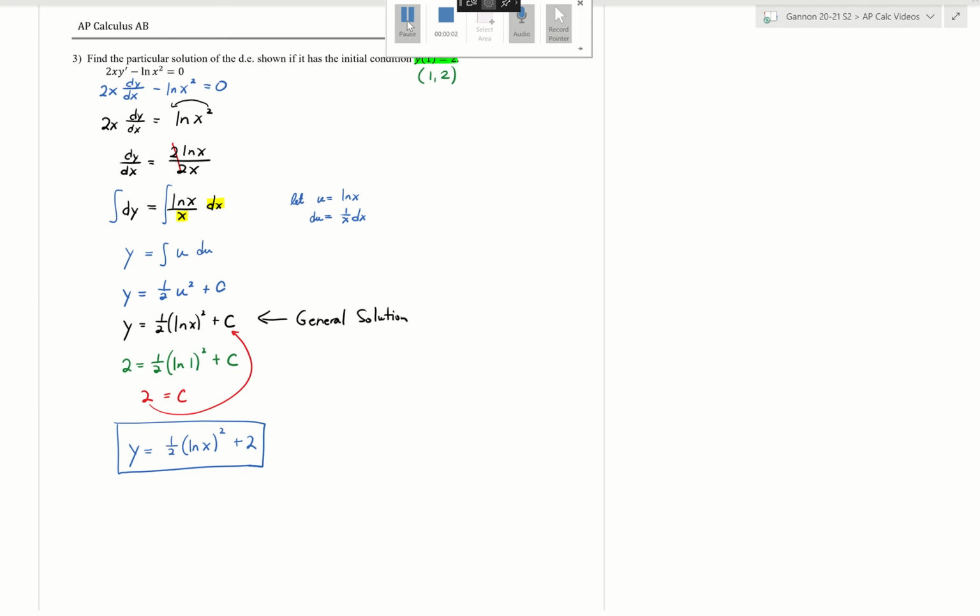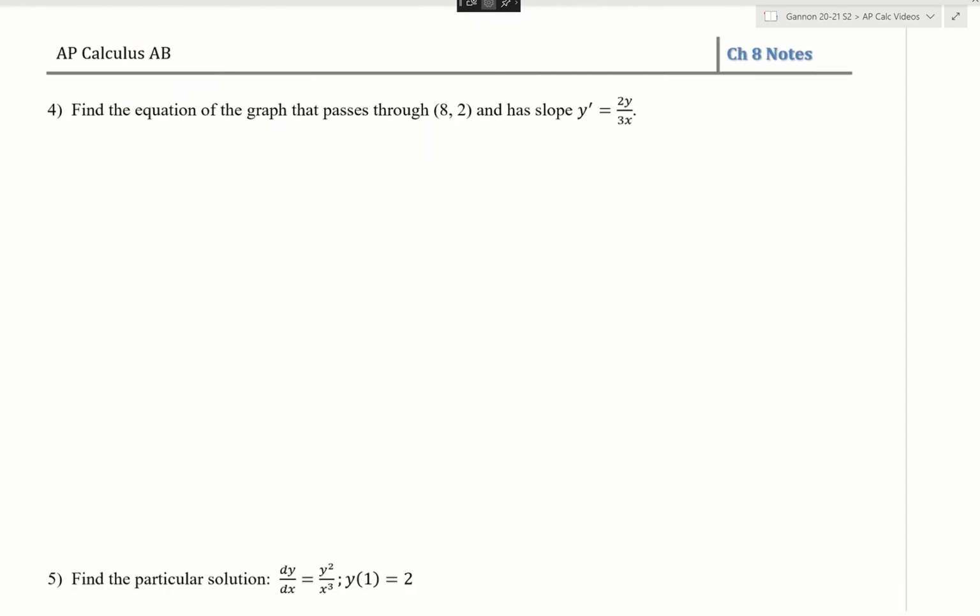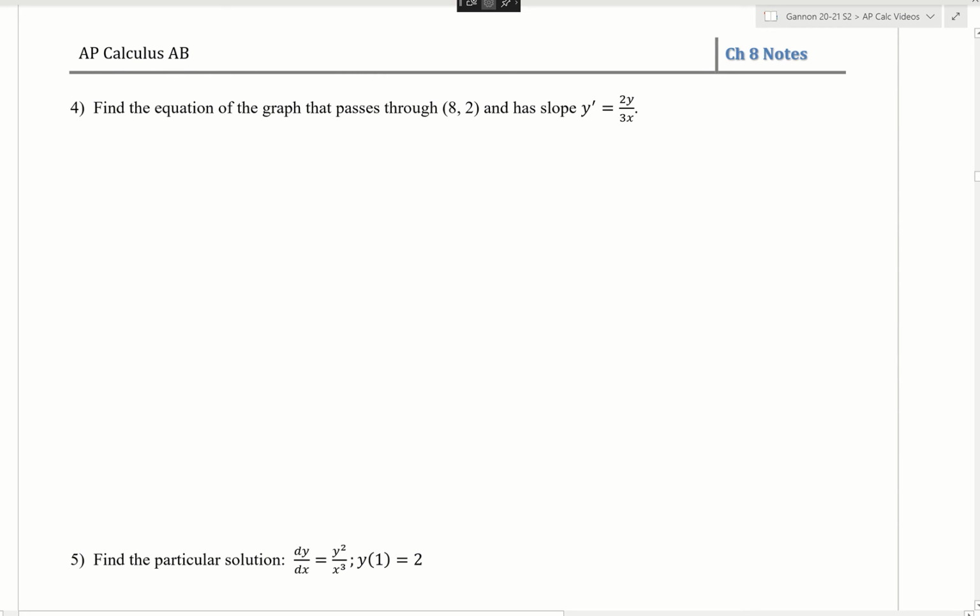Welcome back. This is part 2 for the 8.2 notes. We're going to pick up where we left off and move on to example number 4. So if we look at example 4, we want to find the equation of the graph that's passing through the point (0, 2) and has a slope y prime equals 2y over 3x.